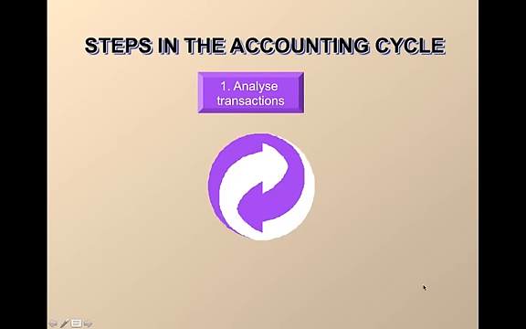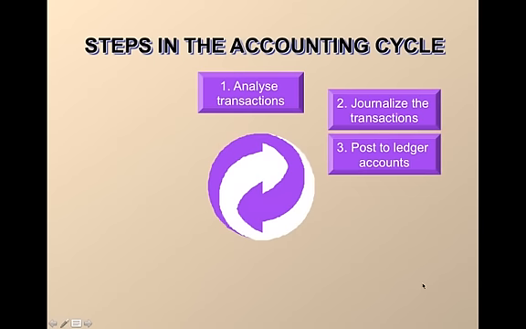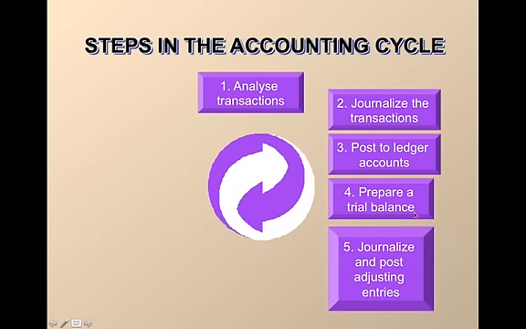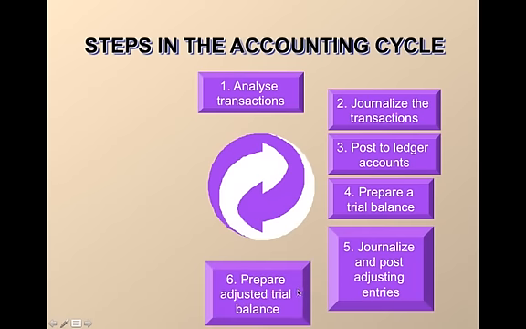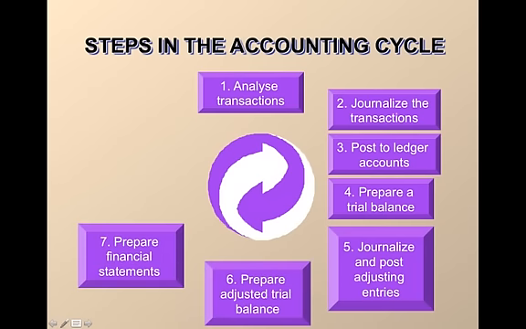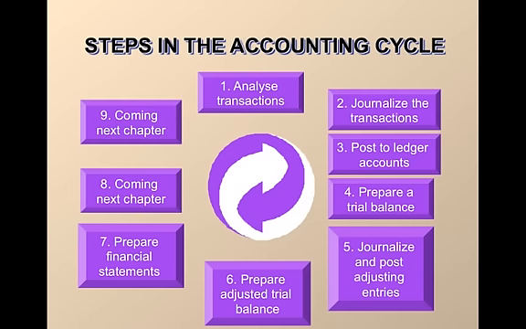And let's just do a quick review of our accounting cycle. Analyze transactions is the first step. Journalize into the general journal. Post to the ledger, that means transfer the journal entries to the proper ledger accounts. And don't forget that includes cross-referencing. Prepare a trial balance. Journalize and post adjusting entries. Prepare an adjusted trial balance. And then you can prepare your financial statements. And of course, after the financial statement preparation, we've got to do our closing entries, which is coming next chapter. So stay tuned.